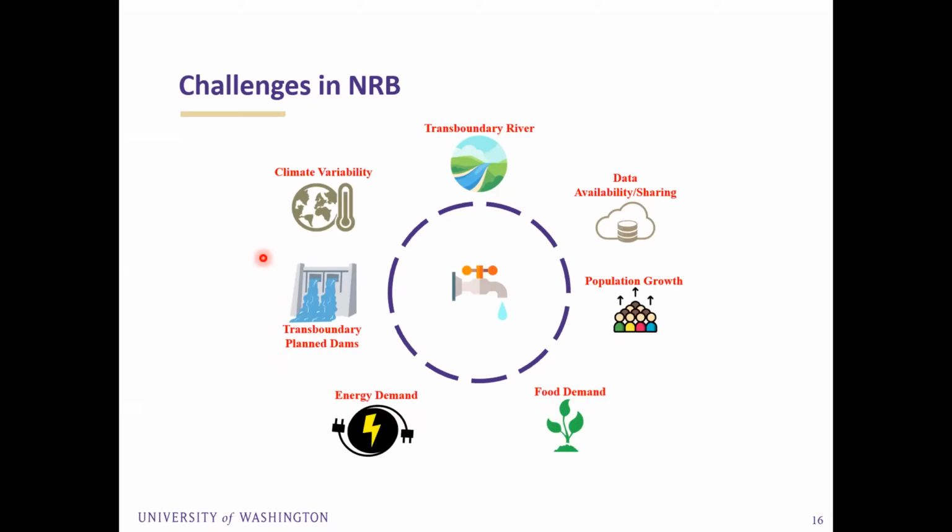And we don't have to forget the climate variability. We don't know whether next year the stream flow or the precipitation will be a dry or wet year, whether we have enough precipitation to produce a stream flow that's enough to meet the demands downstream or not. So climate change and climate variability is a very important factor to consider when we are studying the food, energy, water system.